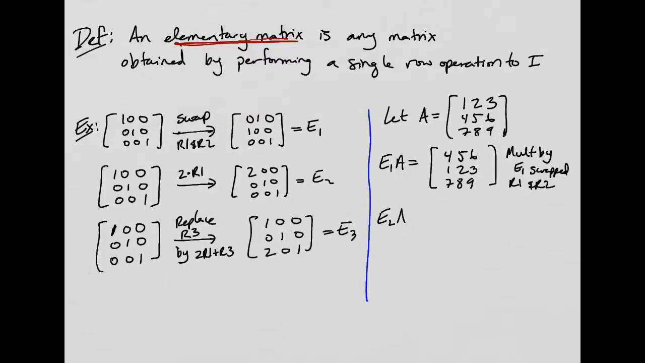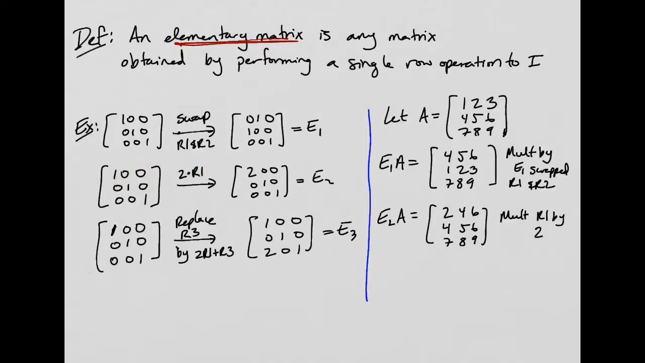If we do E2 times A, again, give it a shot. Multiply this by this matrix A here. What do you get? Well, I'm just going to give you the answer again. You get 2, 4, 6, 4, 5, 6, 7, 8, 9. And if you compare this to the original matrix, all that happened is we multiplied the first row by 2. So here we multiplied R1 by 2. And again, let's look at this E2. This E2 was obtained by multiplying the first row of the identity by 2.